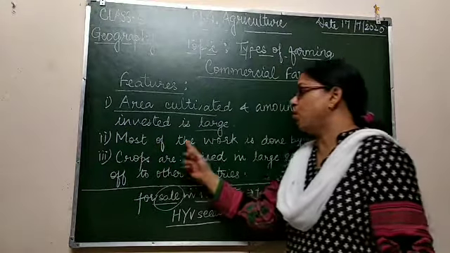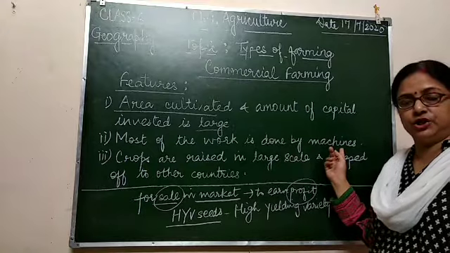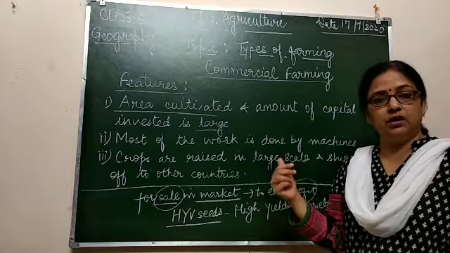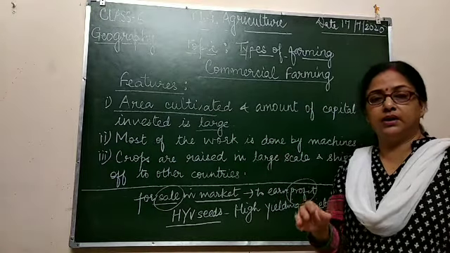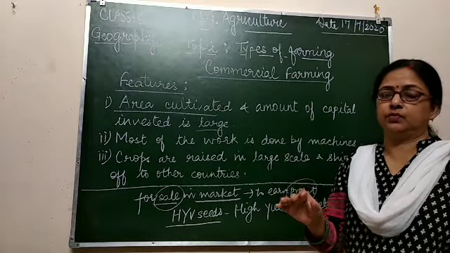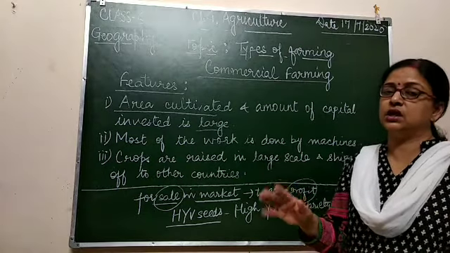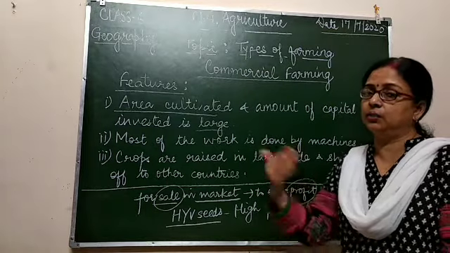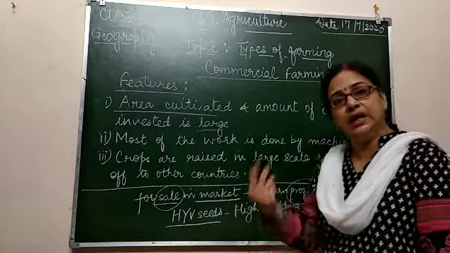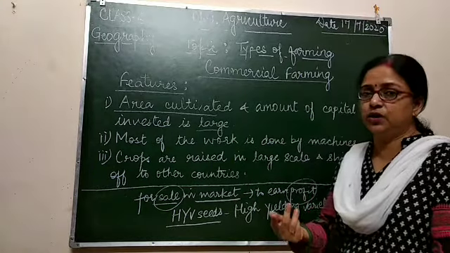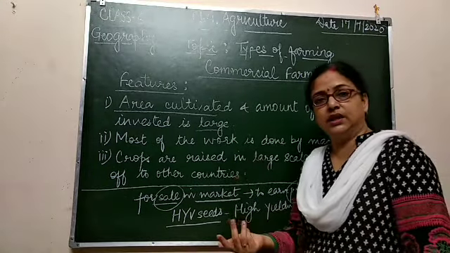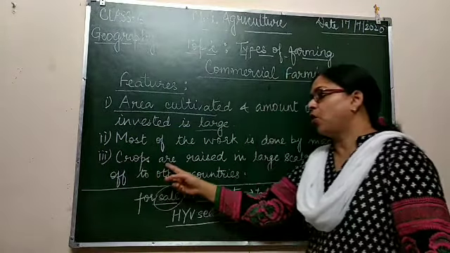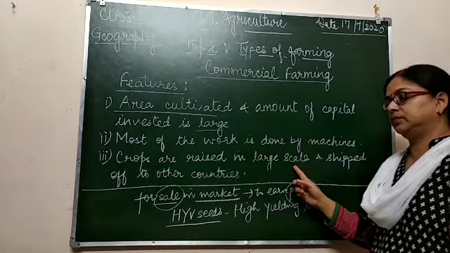Second, most of the work is done by machine. Less work is done by labor. Not completely by machines, but most of the work is done by machine. Then they are able to grow more and more in less time. Machines can work faster than labor or man.